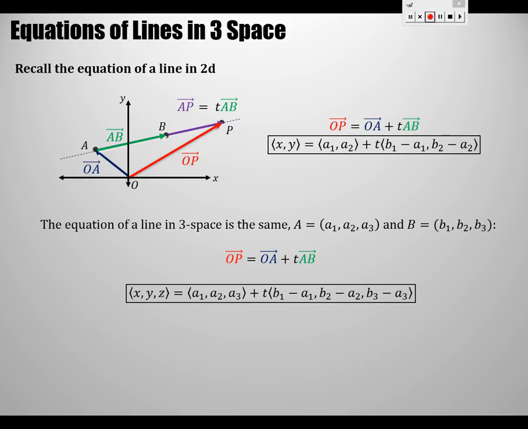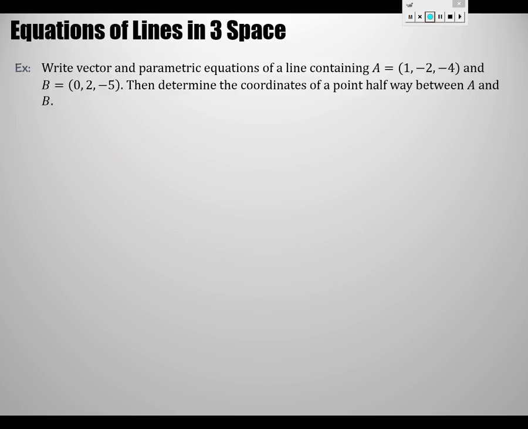The only new part should be this stuff down below here. So let's go ahead and try this.